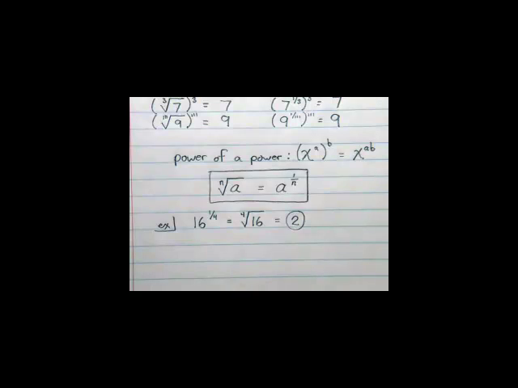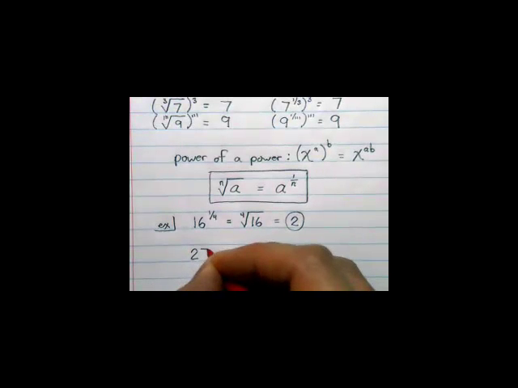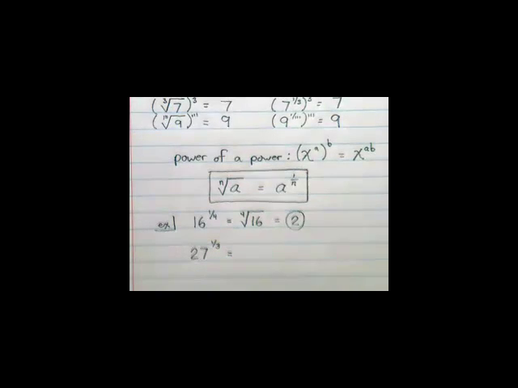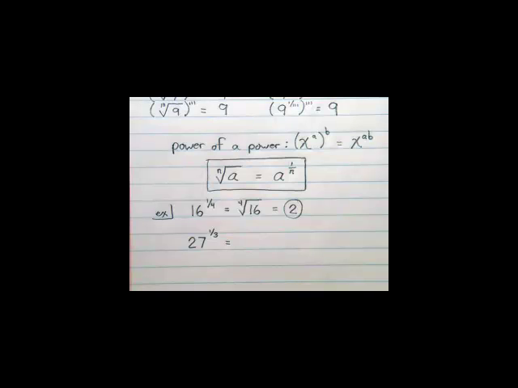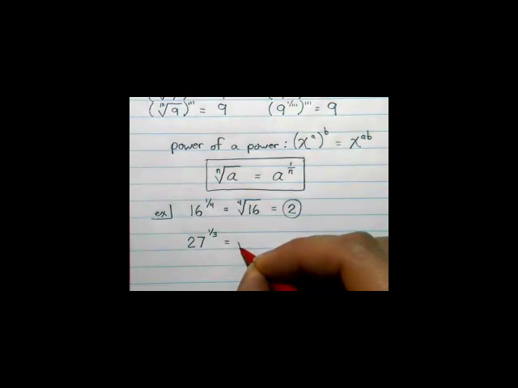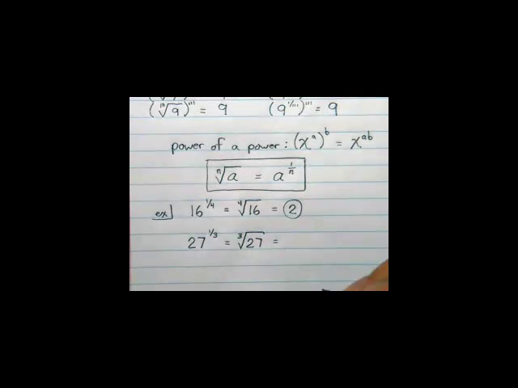Okay. Let's try another one. Okay, so 27 to the 1/3 would be what then? How do we say it? It's a cube root, or a third root if you'd like to say it that way. That's fine too. But cube root or third root of 27. And that is 3, right? Because 3 times 3 times 3 is 27.